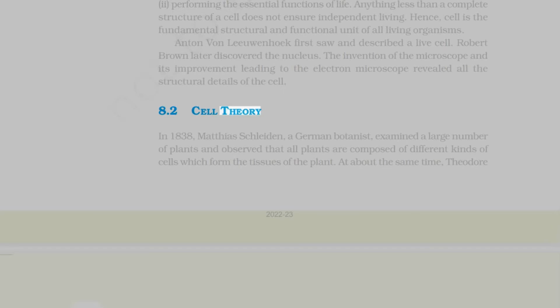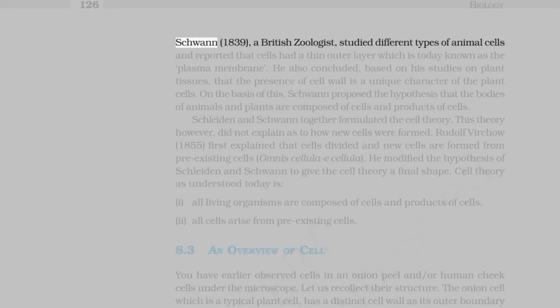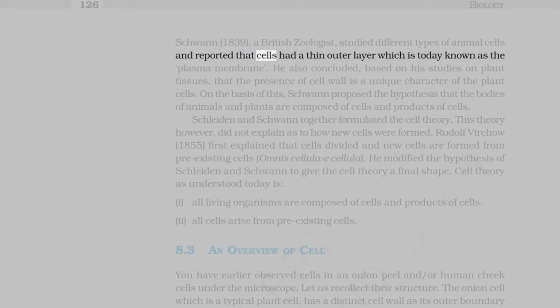8.2 Cell theory. In 1838, Matthias Schleiden, a German botanist, examined a large number of plants and observed that all plants are composed of different kinds of cells which form the tissues of the plant. At about the same time, Theodor Schwann, 1839, a British zoologist, studied different types of animal cells and reported that cells had a thin outer layer which is today known as the plasma membrane.